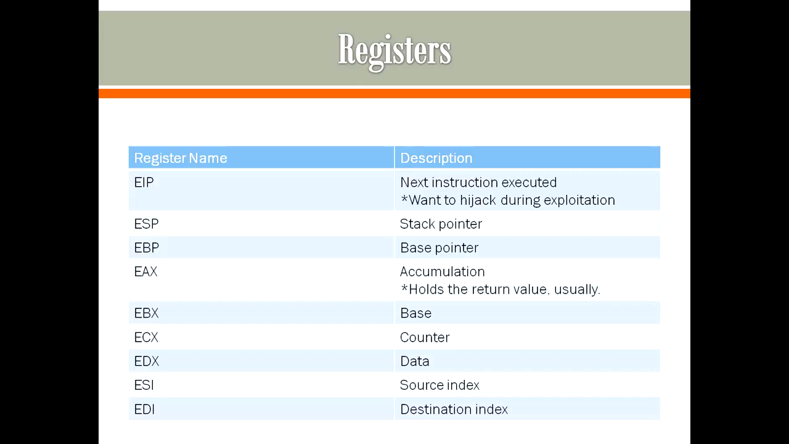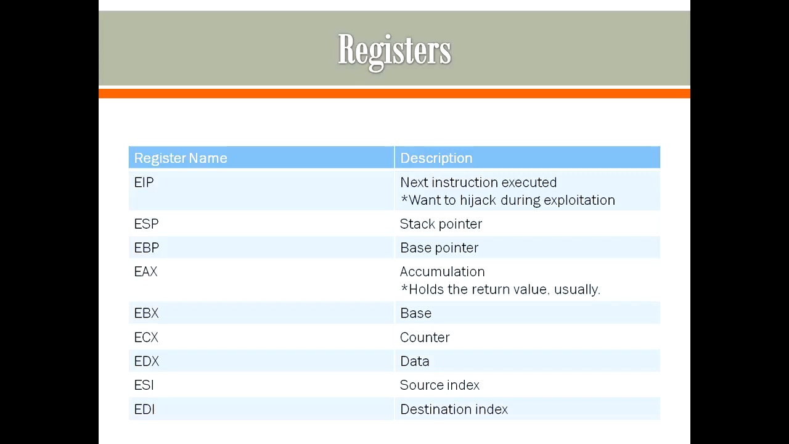Here are the 9 general-purpose registers of an x86 platform. EIP is your instruction pointer. It indicates what instruction to execute next. This is what you usually look to control when you want to hijack a program to exploit it.